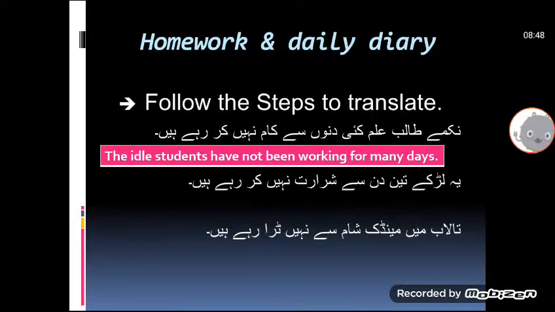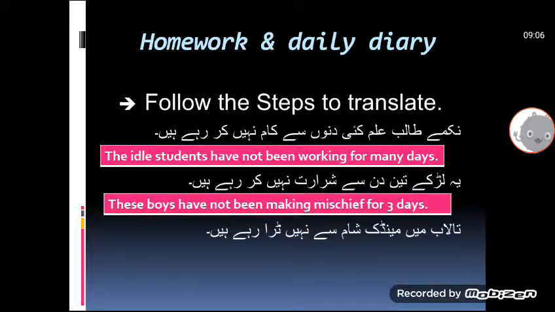Very good. The idle students have not been working for many days. Now you can see here have not been and use of for and subject verb and object and time. Very good. These boys have not been making mischief for 3 days. Now you can see here these boys subject have not been making mischiefs for 3 days.